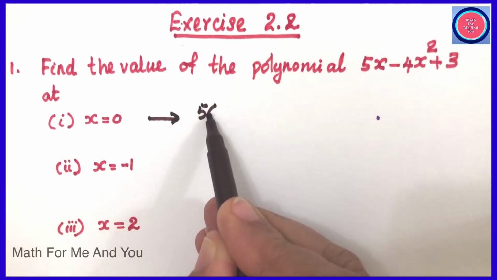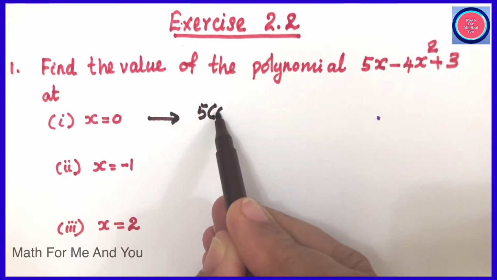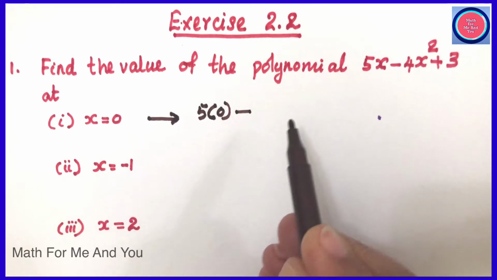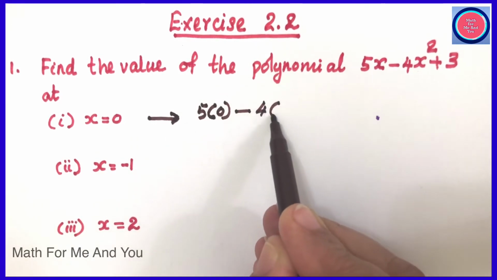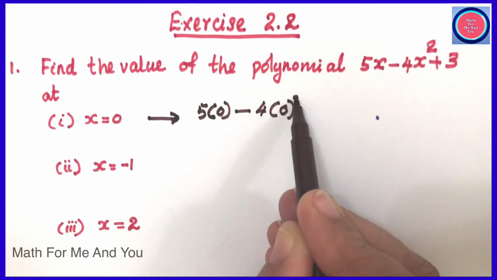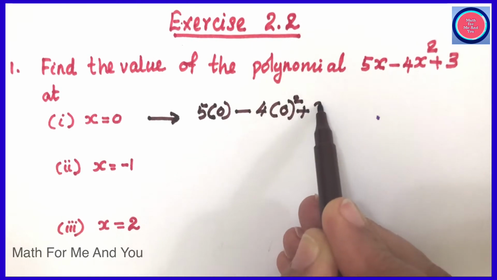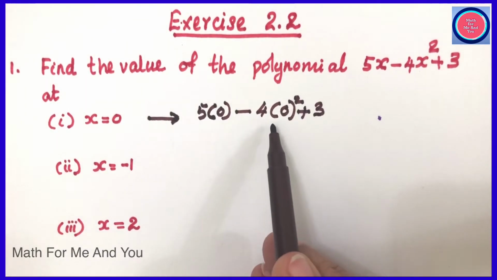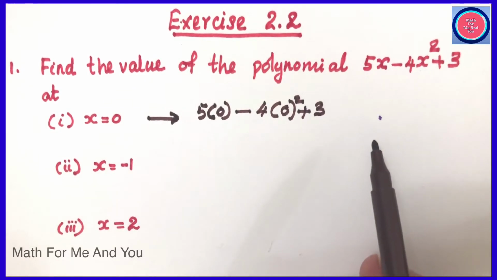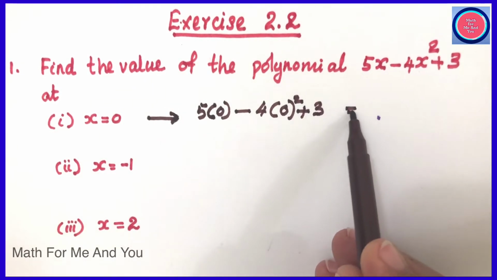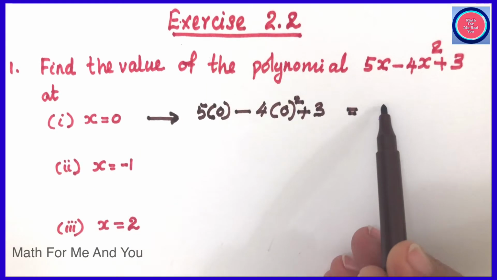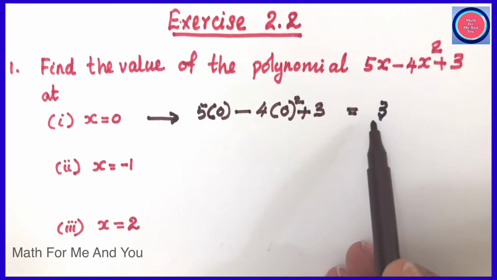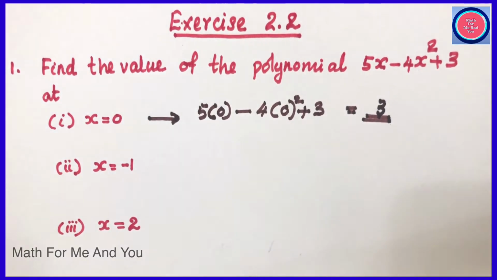We can start. Change x with 0. 5x means we can write 5 times 0 minus 4x square, so we write 4 times 0 square plus 3. 5 times 0 is 0. Minus 4 times 0 square. 4 times 0 means 0. Plus 3. So what answer do we get? Only 3 over there. We write 3 as the answer.